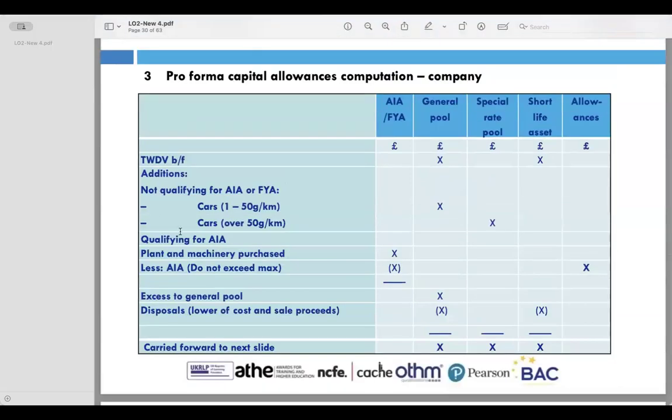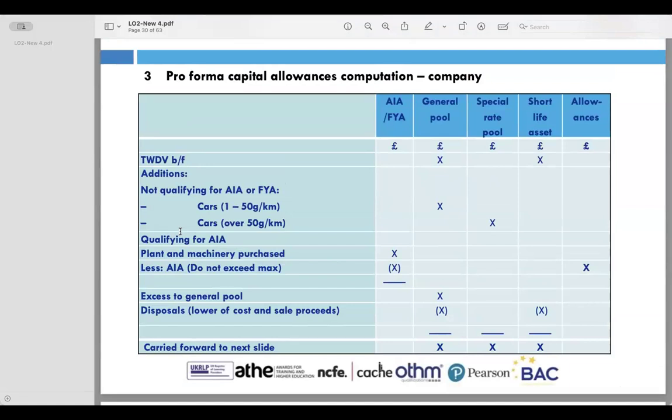AIA, annual investment allowance, and first year allowances, FYA. What are those two types of allowances? They are significant elements because they enable businesses to claim complete deductions from categories of assets in the same year that they are purchased.